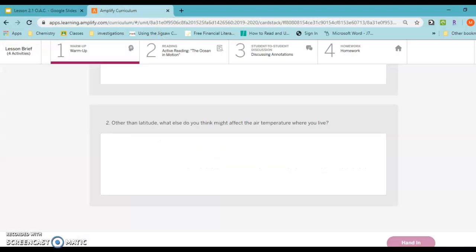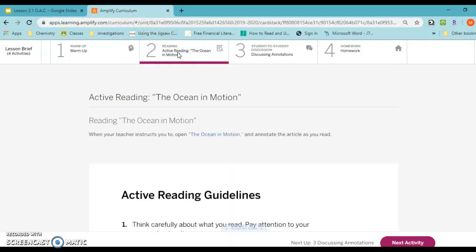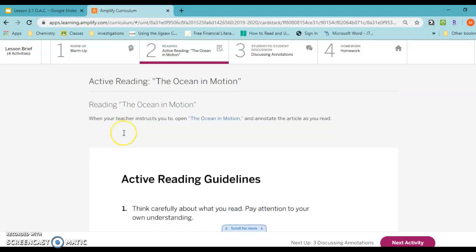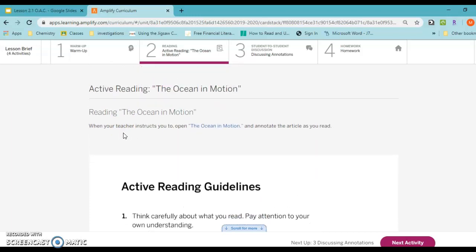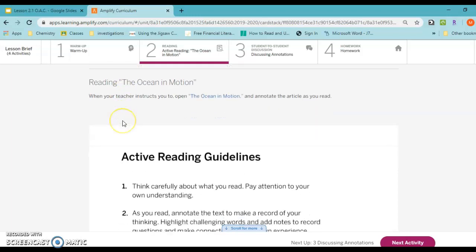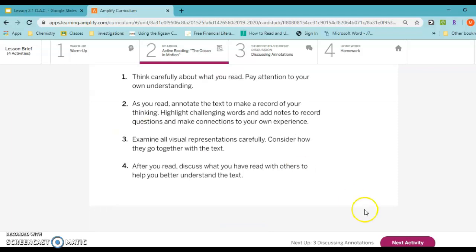So let's go on back. We are going to be reading an article today called The Ocean in Motion. And we're going to be reading this article to answer the question, what makes the air temperature change, right?